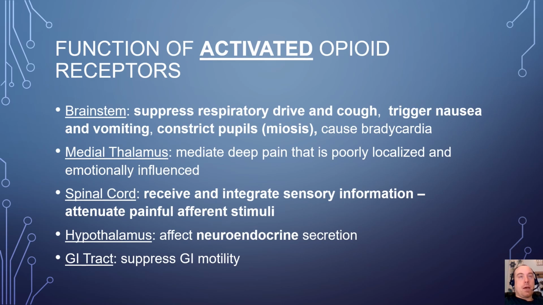First is the brainstem. Opioid receptors, when they're activated in the brainstem, will suppress respiratory drive and reduce the urge to cough, so that's why codeine has been used for a long time as a cough suppressant. However, the suppression of the respiratory drive is never something we desire, and that means it's going to lower your respiration rate. Triggering nausea is also in the brainstem, and we'll talk about exactly how that happens in a little bit. So opioids in general can cause someone to feel a little bit nauseous and have a high risk of vomiting.